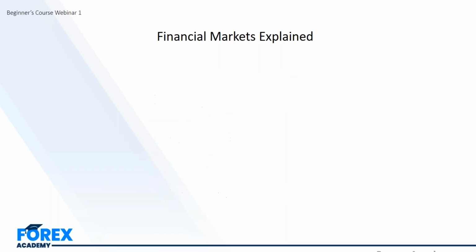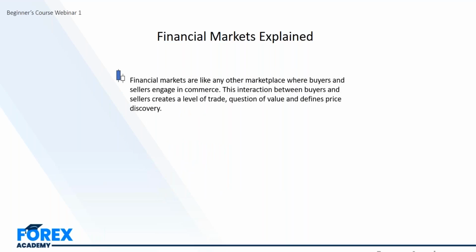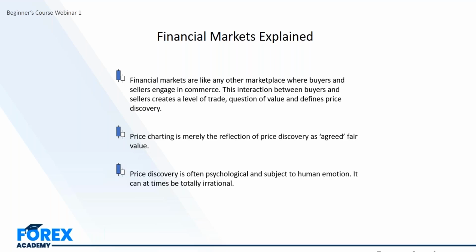Financial markets are like any other marketplace. If we look at maybe a Sunday marketplace where buyers and sellers engage in commerce, the financial markets are no different. It is this interaction between buyers and sellers that creates a level of trade, question of value, and defines price discovery. So the price charting that we look at on our MT4 platform is merely the reflection of price discovery at agreed fair value. And this price discovery is often psychological and subject to human emotion. It can at times be totally irrational, and that is most certainly the case with financial markets at times.